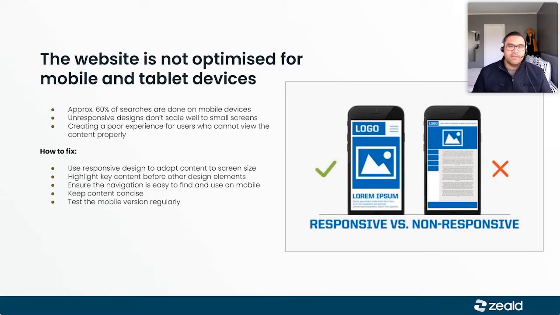So how to fix it? Use responsive design to adapt the content to screen size. Highlight key content before other design elements. Ensure that the navigation is easy to find and use on mobile. Keep content concise and test the mobile version regularly so that you know what the experience is like for your end users or your customers.